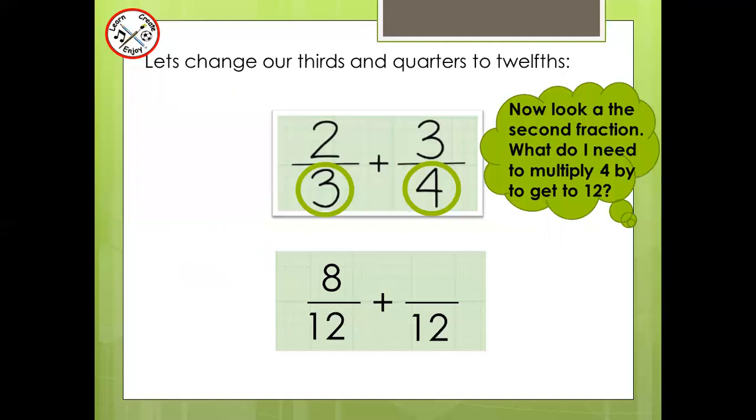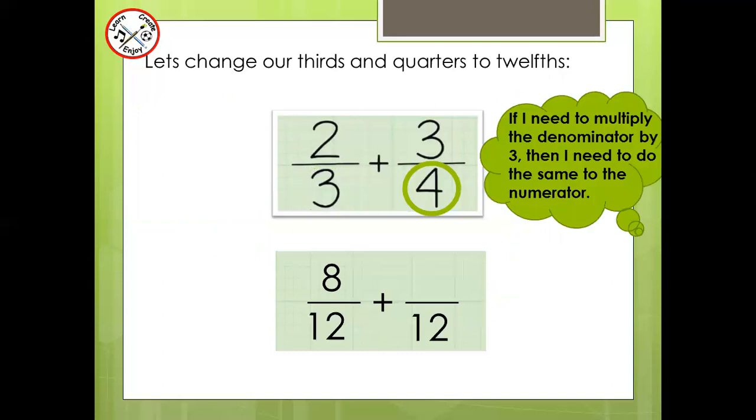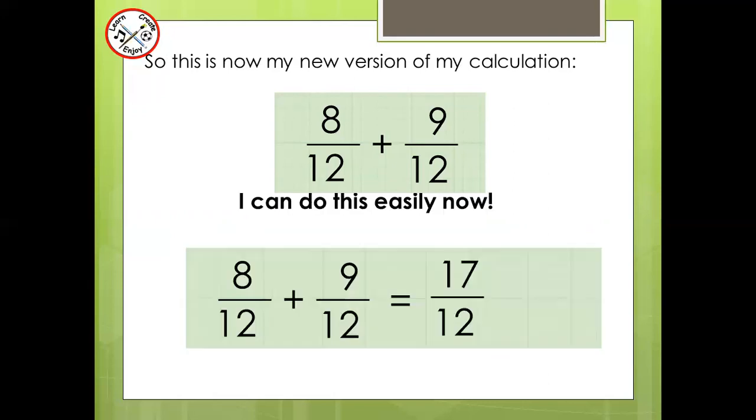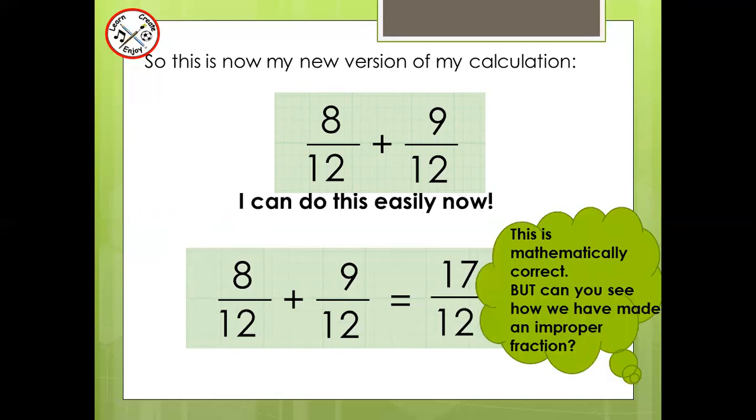And then I'm going to look at my second fraction. Again, what do I multiply 4 by to get to 12? Or how many 4s are in 12? 3. So multiplying by 3 is how I'm going to get the new numerator. So 3 times 3 is going to be 9. Nice and easy. So this is now my new version of my calculation. I've got 8/12 add 9/12. Nice and easy, I can do that. And I get 17/12. That is mathematically correct. It's fine to leave it like that.